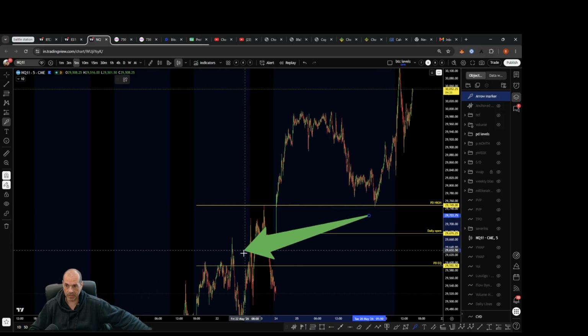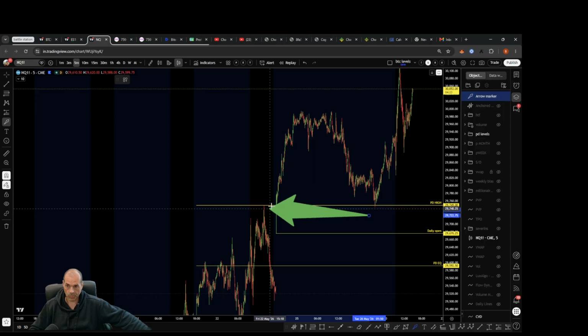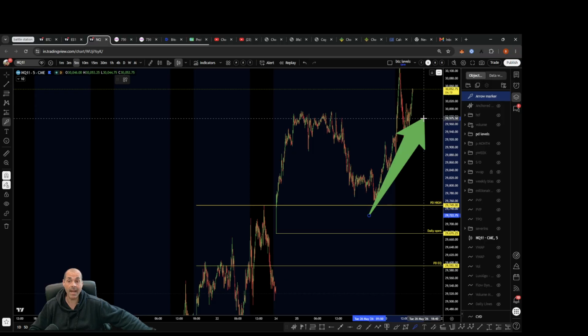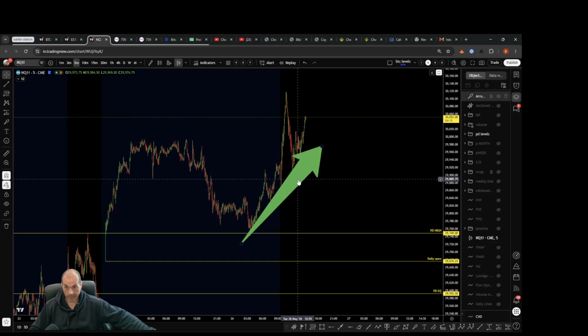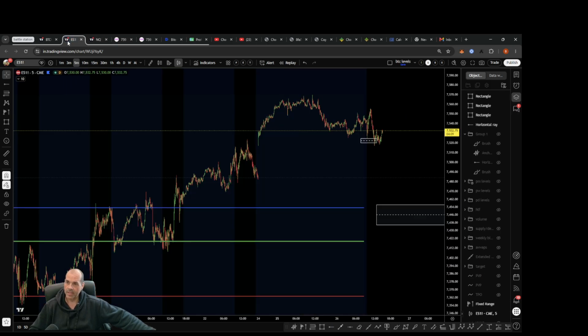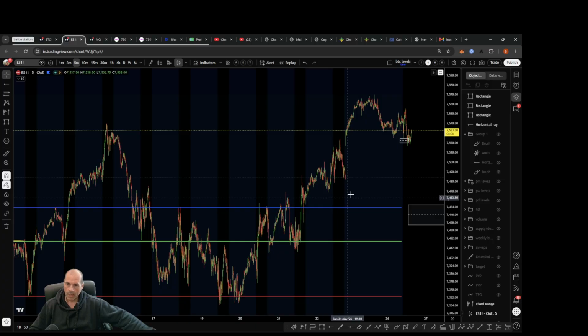So you can see here we had this previous resistance, resistance, resistance, and then we come back down and we tap into support and boing, off we go. So that was a great trade. Great trade if you have it. If you didn't take it, don't worry about it. There'll be other trades.